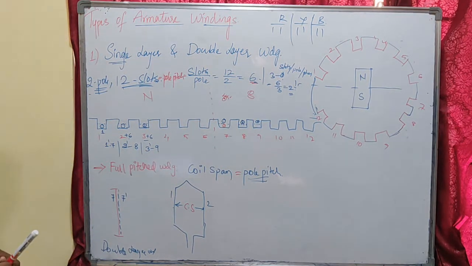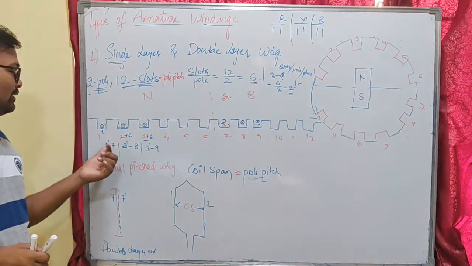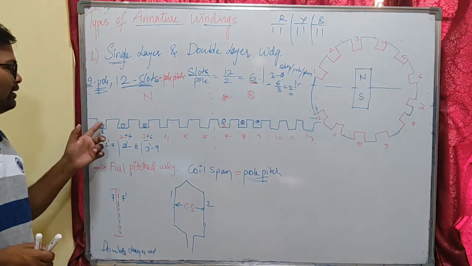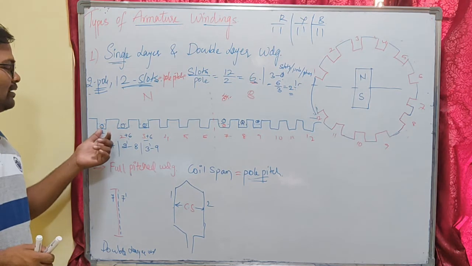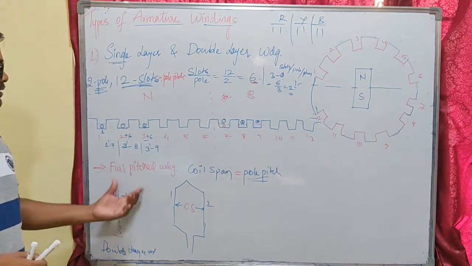Okay, so here you are going to place one coil side in one slot, it may be on the upper or lower. But if it is placed on the lower, the other coil side will be placed on the upper after one pole pitch distance. So this is for full pitch winding.